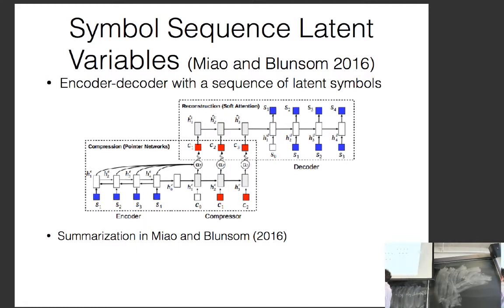As I said before, REINFORCE is extremely unstable. So if you have a big action space, it's not easy to optimize these models. So what they did here is they limited it to only copying words. And if you only copy words, then your action space only becomes the words in the original source sentence. That is why they were able to optimize this with any sort of accuracy.